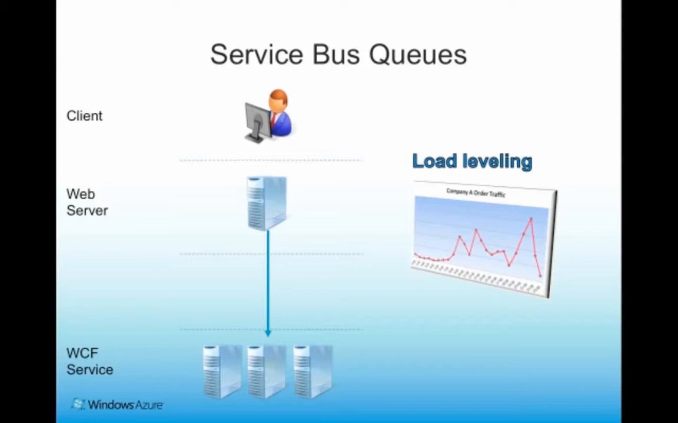By placing order requests on a queue, they can be stored up during peak times and processed by the fulfillment system as it gets to them. Ultimately, load leveling saves you money, as you don't need to pay for the excess capacity to handle peak traffic, which then goes underutilized the rest of the time.